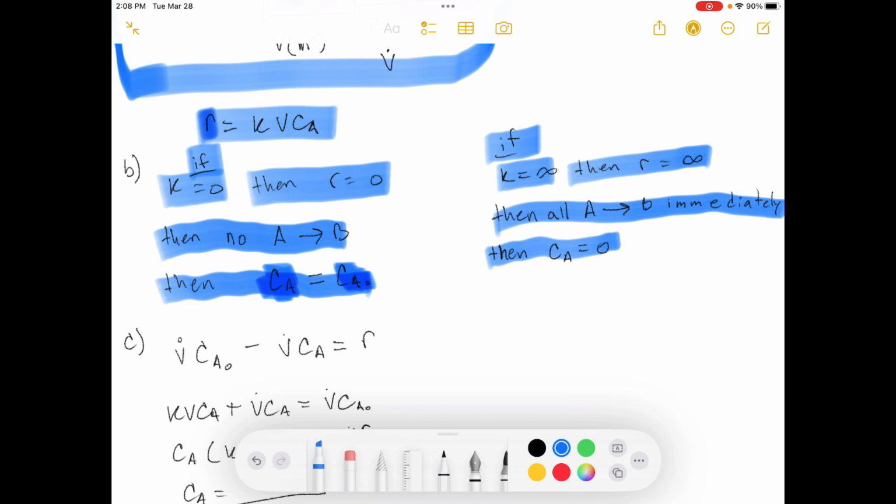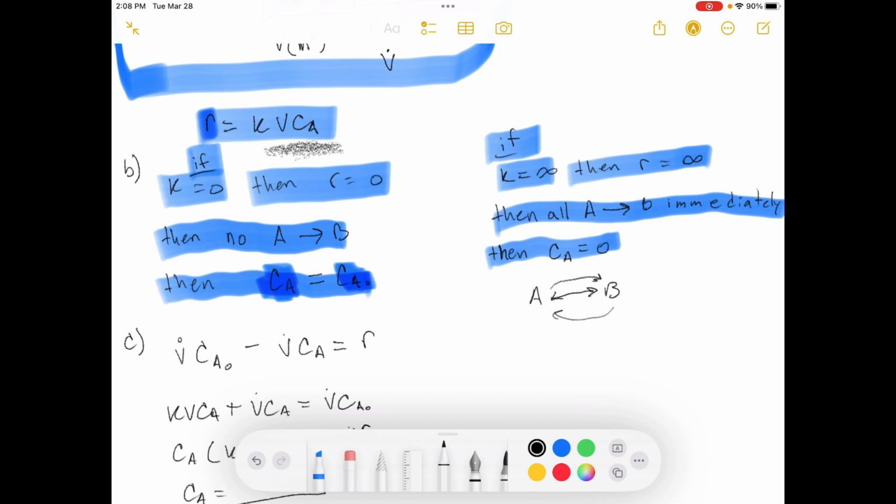Now, if you have a reversible reaction, this is just a little extra that I can tell you guys about. If you have a reversible reaction where B can go into A and then A can go back into B, and it kind of depends on an equilibrium constant, then the rate law would look different than it does here.